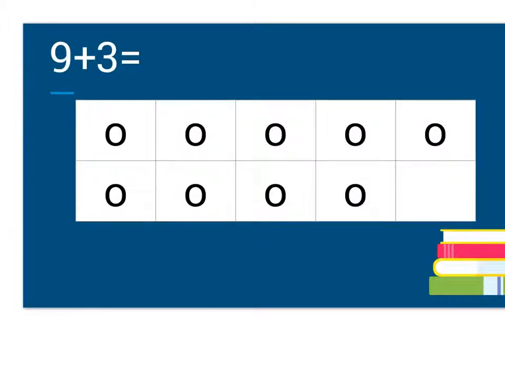I have set up another 10 frame with 9 counters, but this time I want to explore 9 plus 3. Looking at my 10 frame, I see that I have room for one more counter on my 10 frame. So now I know that I have 10. But if I consider my counters, I know that I still have 2 more to add, because I want to add 3 total.